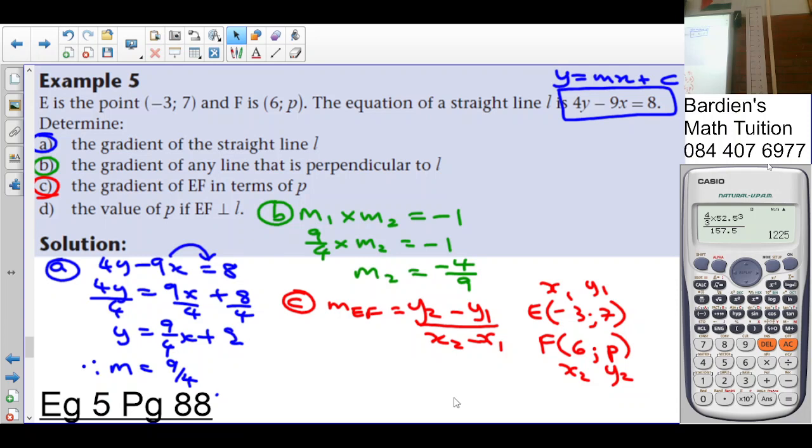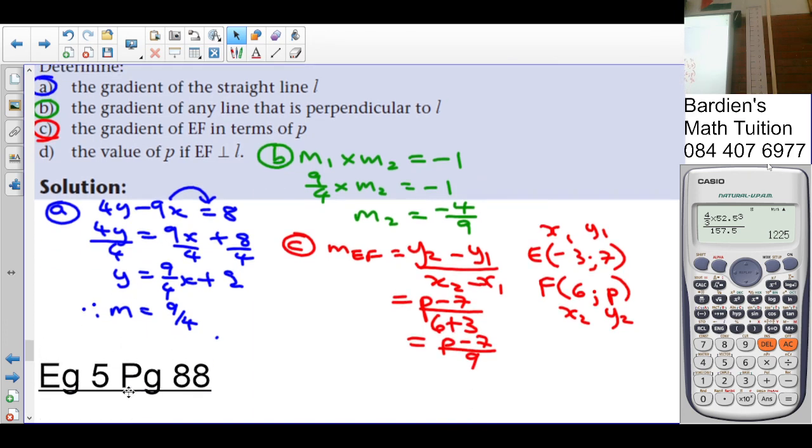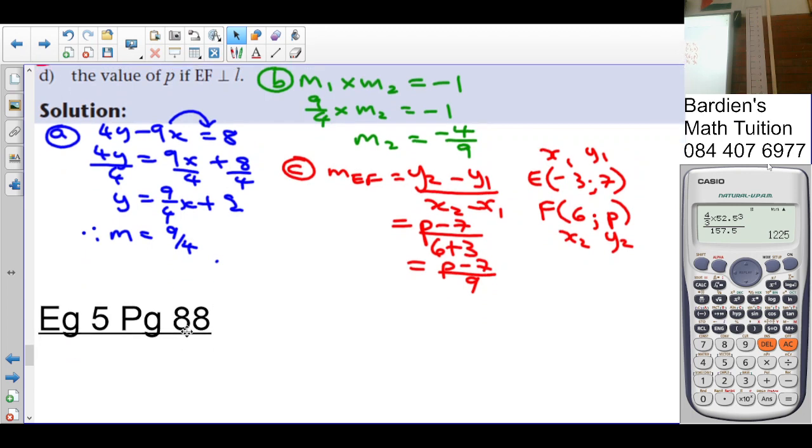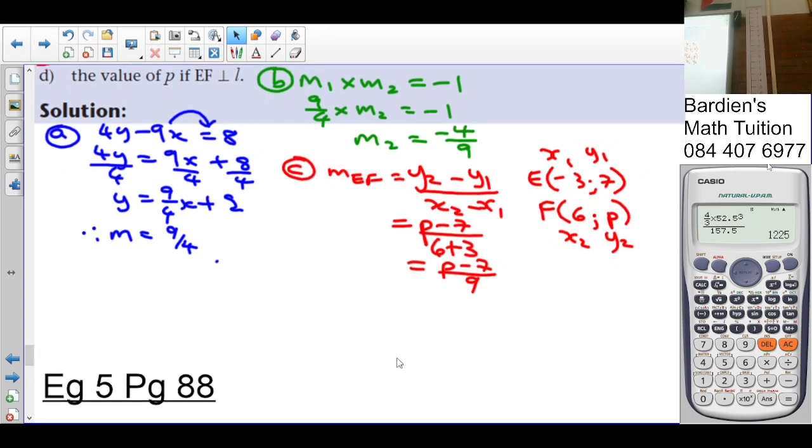Okay, so what do we have? Y2, so it's going to be P minus 7 over 6 minus negative 3, so P minus 7 over 9. You all agree with that? Okay, let's look at D. D says find the value of P if EF is perpendicular to L.